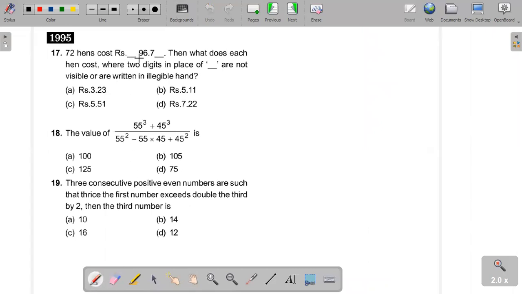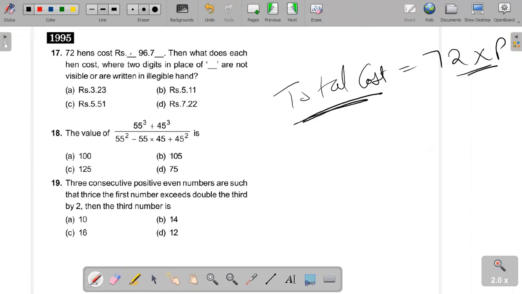72 hens cost something 0.7 something. Then what does each hen cost, where 2 digits in place of dash are not visible or written in illegible hand? So I would start with it is given that total cost is equal to n into price, है ना. Now we have some information about total cost, that is 96.7 something, which is 72 into price. We have 4 choices. I would start with the first choice and multiply 72 into 3.23.